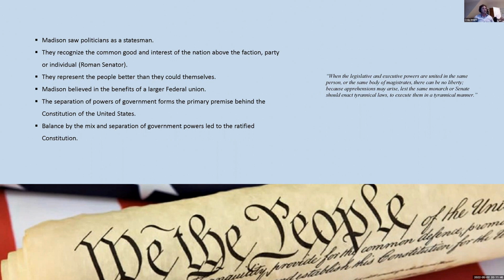Federalist Papers 51 brings us to, if men were angels, no government would be necessary. If angels were to govern men, neither external nor internal controls on government would be necessary. In framing a government which is to be administered by men over men, the great difficulty lies in this. You must first enable the government to control the governed, and in the next place, oblige it to control itself. So this is a key aspect.